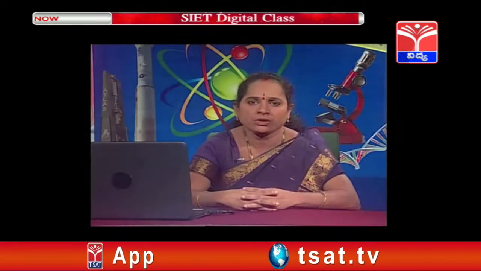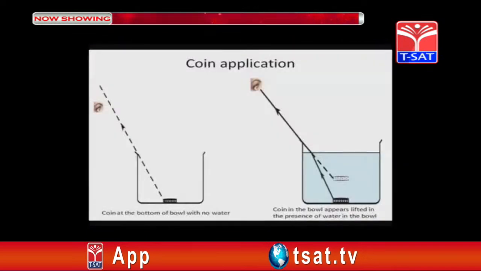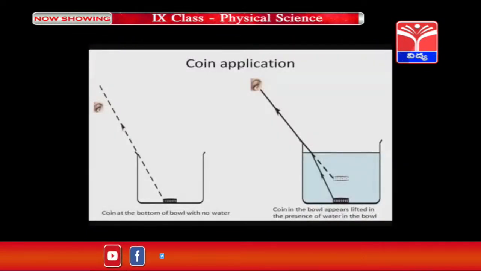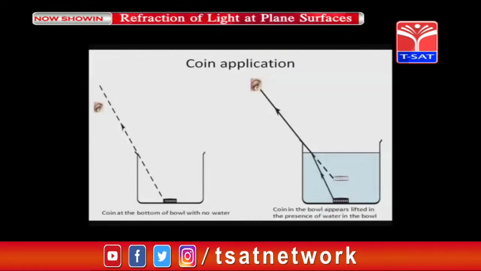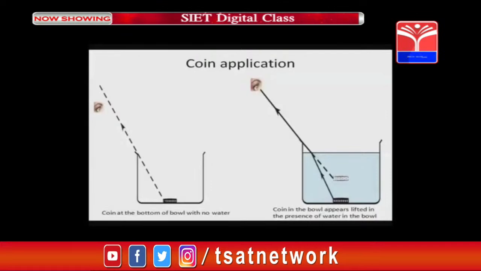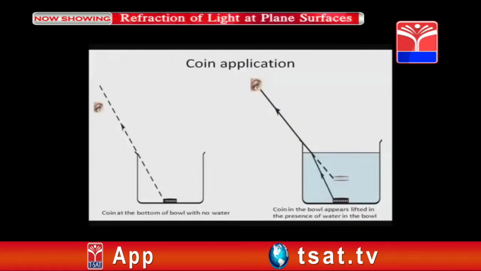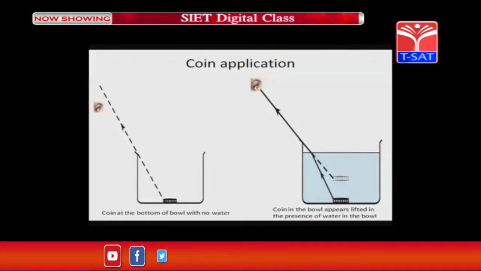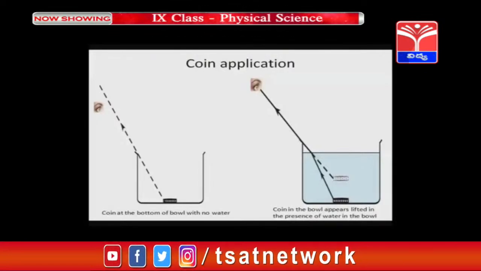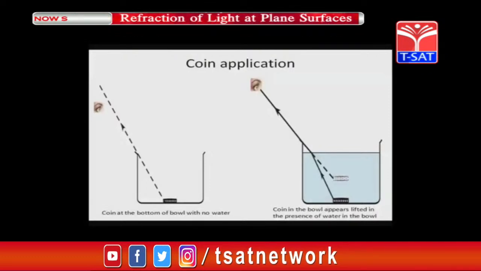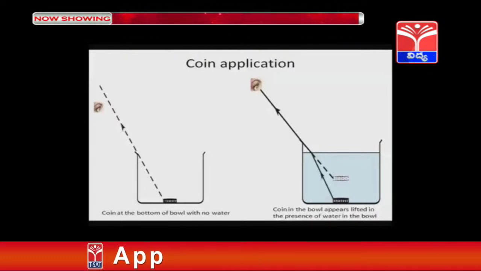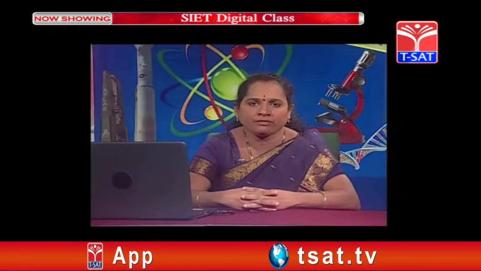Now let us observe this coin experiment once again. In this coin experiment, the rays from the coin are passing through the air medium and we see the coin. But when water is poured in the glass tumbler, the coin appears to be lifted. It is raised to a particular level. This appearing of the lifting of the coin is because of the principle of refraction. Before understanding the concept of refraction, let us look into the fundamental principles and a few technical terms.